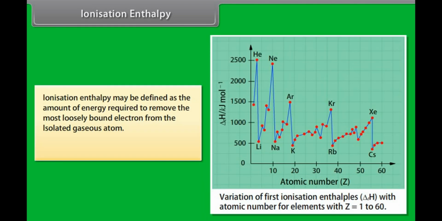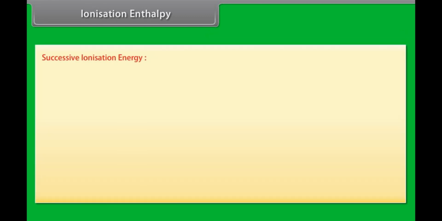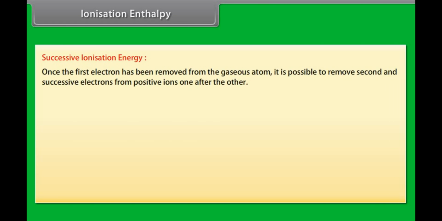Ionization enthalpy may be defined as the amount of energy required to remove the most loosely bound electron from the isolated gaseous atom. If we provide ionization energy to the gaseous atom A, it loses an electron. Successive ionization energy. Once the first electron has been removed from the gaseous atom, it is possible to remove second and successive electrons from positive ions one after the other.